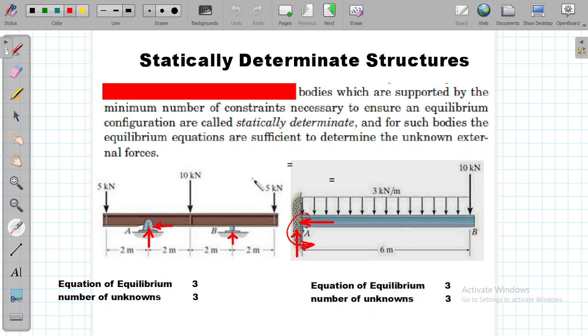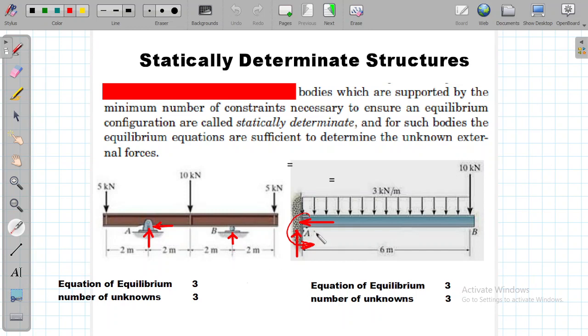And in 2D, how many equations of equilibrium will you always have? Three equations of equilibrium, and you already know what they are: sigma Fx equal to 0, sigma Fy equal to 0, and the summation of all the moments about any point, about A or B, equal to 0. Those are the equations of equilibrium.